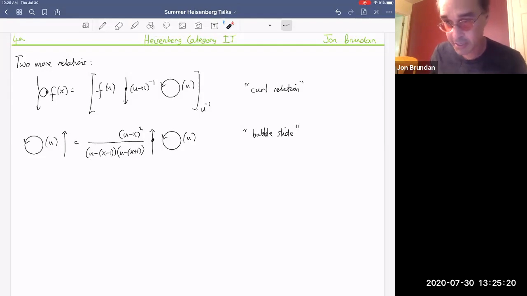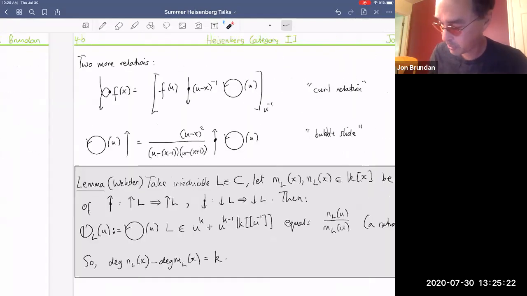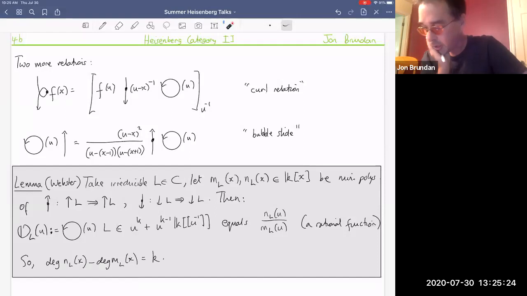So I'm going to try and illustrate that just in the first part of the talk. I'm going to actually prove the following lemma. This lemma is due to Ben Webster, and I think it's a totally fundamental fact about this Heisenberg category, and there's an analogous result for categorified quantum groups as well. So let's take an irreducible object L in our abelian module category C.